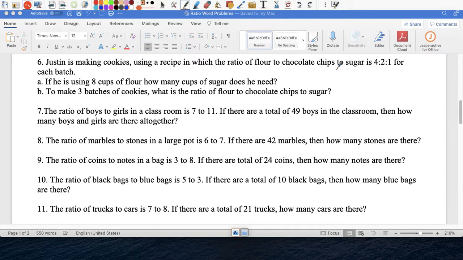What do we have? What's the relationship? The ratio of flour to chocolate to sugar. All right, 4 for flour, 2 for chocolate, and 1 for sugar. So that's the ratio. I don't know if it's cups, so I take that back. 4 flour, 2 chocolate, 1 sugar.